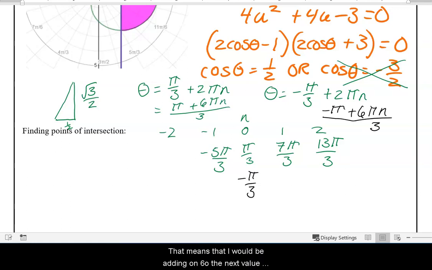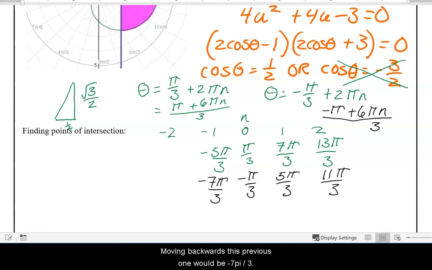That means that I would be adding on 6, so the next value would be 5 pi over 3. When n is 2, I'd get 12 minus 1, which would give me 11 pi over 3. These are also 6 pi over 3 apart, but the beginning place is different. Moving backwards, this previous one would be -7 pi over 3.